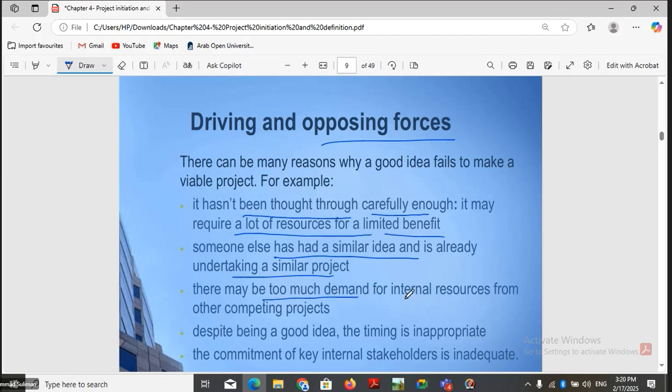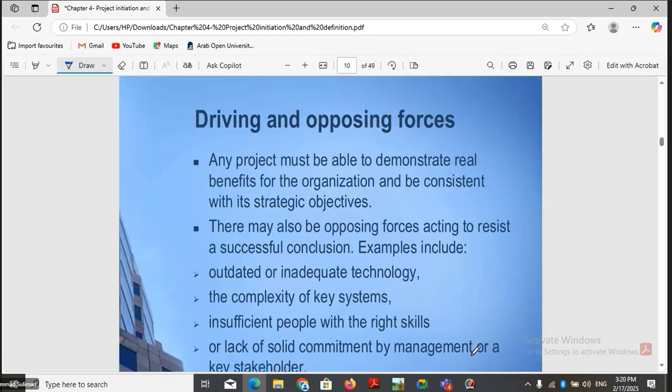Okay, there may be too much demand for internal resources from other competing projects in the company. Sometimes we do multiple projects. Some projects which are very important need the resources, so we cannot take these resources for other projects. But in that case also, we may delay the project, or we may abandon the project. Despite being a good idea, the timing is inappropriate. The commitment of key internal stakeholders is inadequate. These are other opposing forces that may lead to failure of the project.